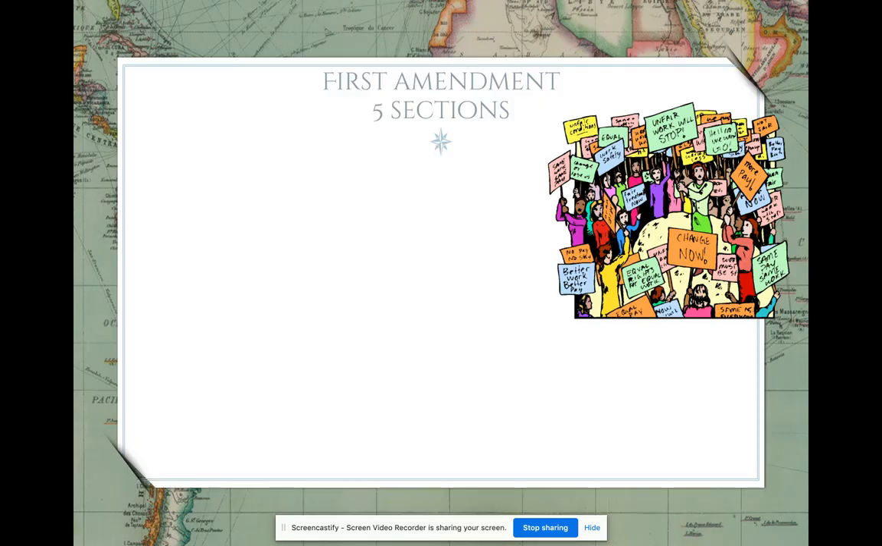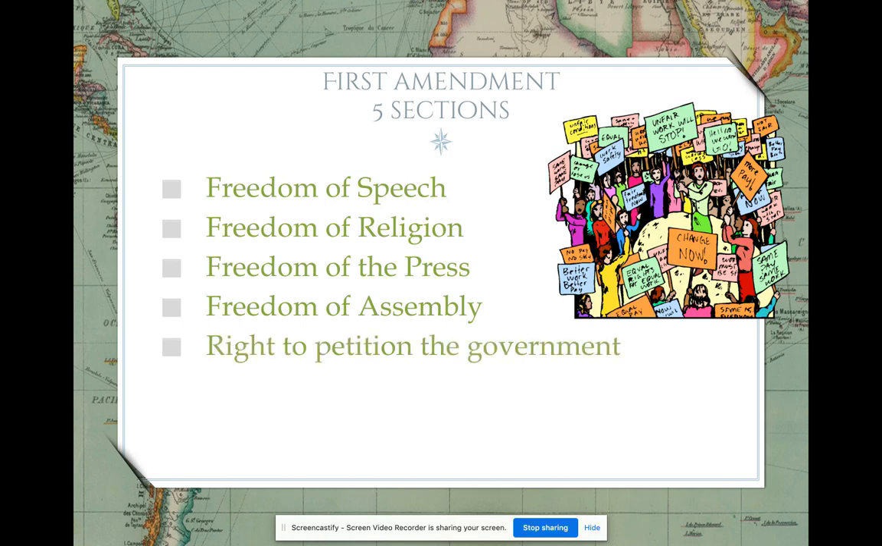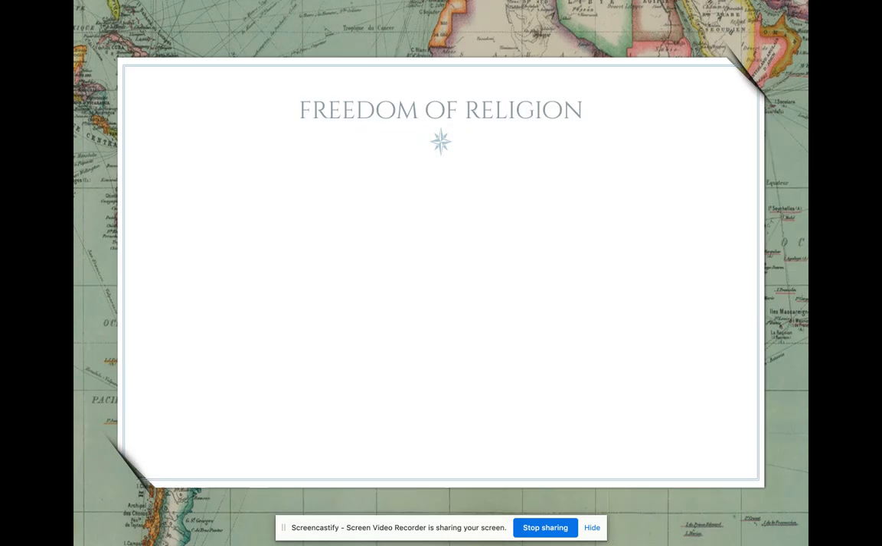Right. So the First Amendment, which I'm sure all of you have heard at least part of, actually has 5 sections. So if you look on your notes, there are 5 little boxes. We're going to talk about each one of those. The first one is freedom of speech. Then it's freedom of religion, freedom of the press, freedom of assembly, and the right to petition the government. I'm going to go through what each one of these things means, so don't freak out if you don't know right away. Okay, so freedom of religion.